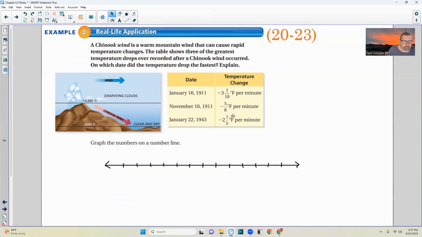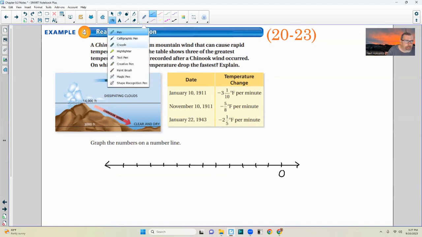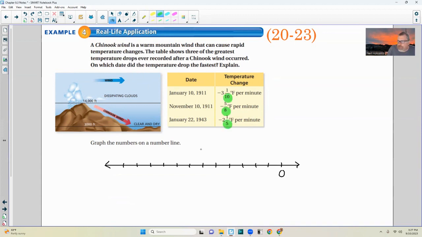And now we want to look at these temperatures. So we're all in the negatives, so I don't want to graph anything that's positive. So we're going to start at 0 and look at the denominators. There's 10, there's an 8, there's a 5. Okay, so there's really not a great way of doing this. So how about we just do a quarter, every quarter.